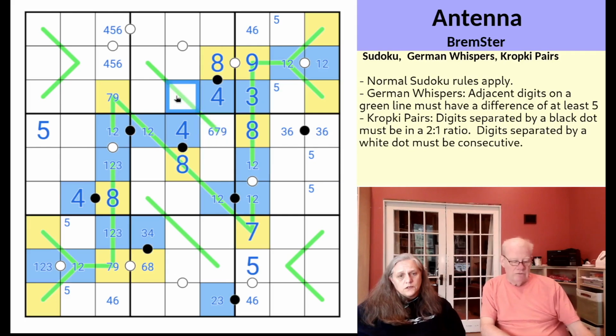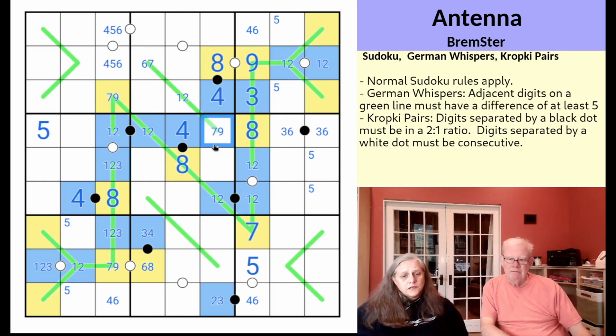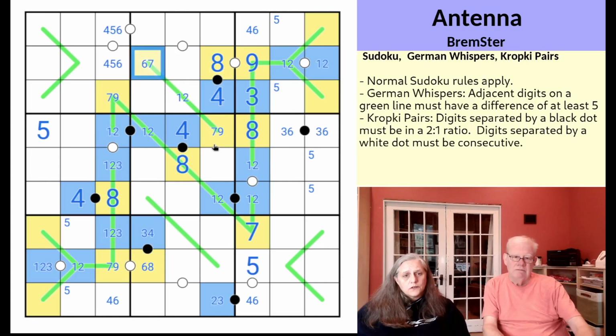So this is a 1 or a 2 because it sees 3 or 4. Yep. And this is a 6 or a 7. Very nice. Oh, this is not a 6. It sees a 6 on the 3, 6 pair. Oh, good. Will you color those, please, for me? Thank you. The rest of row 4, the remaining cell in row 4, is the other half of the 7, 9.